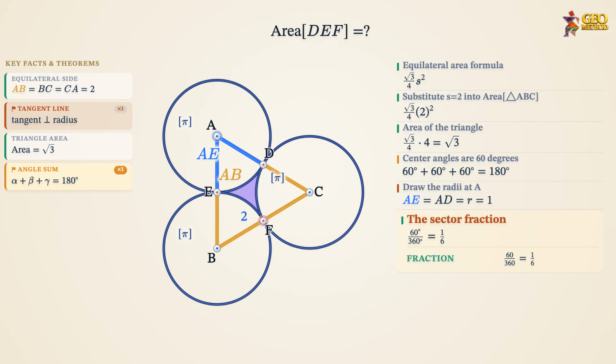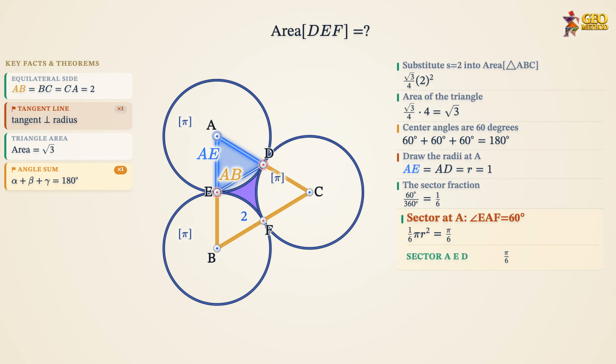That wedge spans 60 degrees out of a full 360, so it is 1/6 of the whole circle. A sector's area is that same fraction of the circle's area. 1/6 of pi times 1 squared is pi over 6. So the corner sector, AED, has area pi over 6.